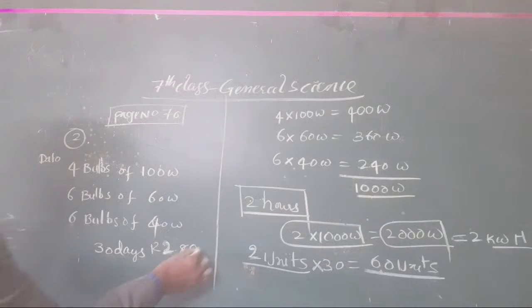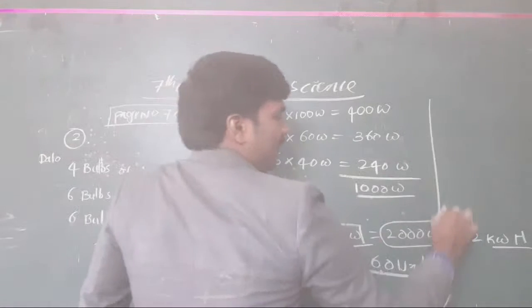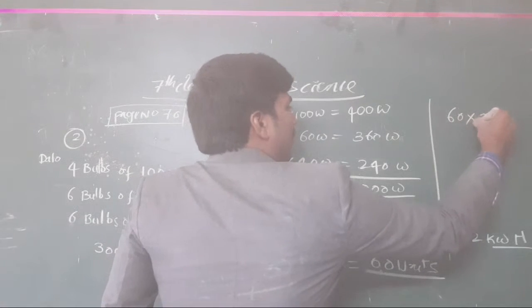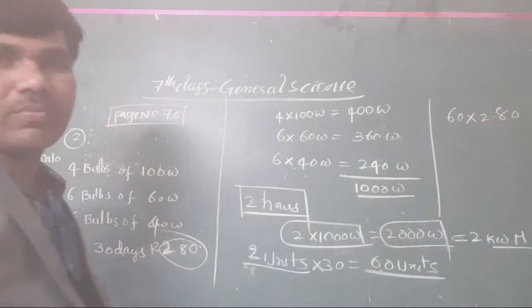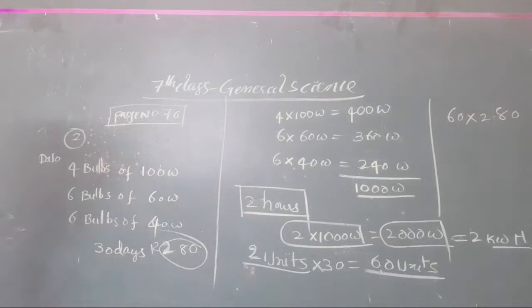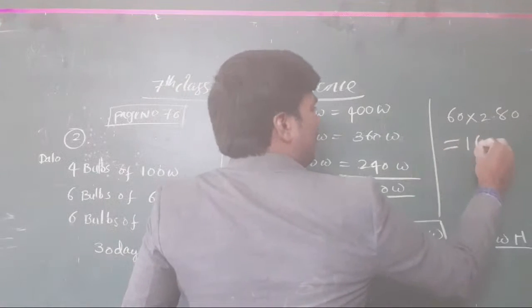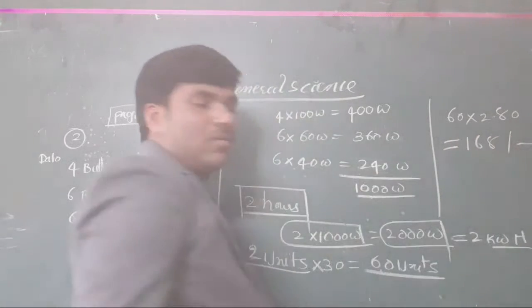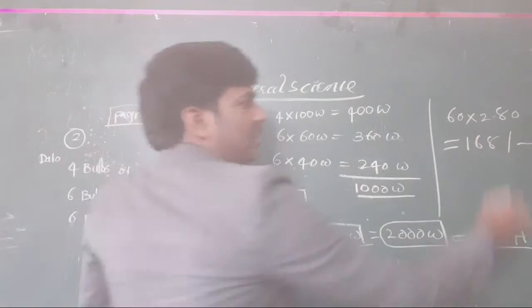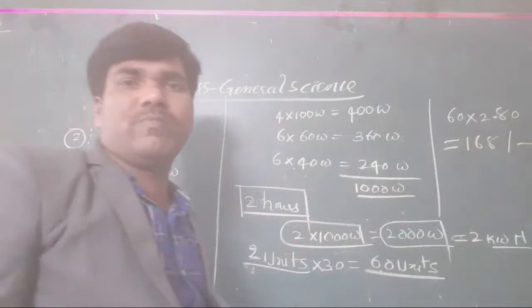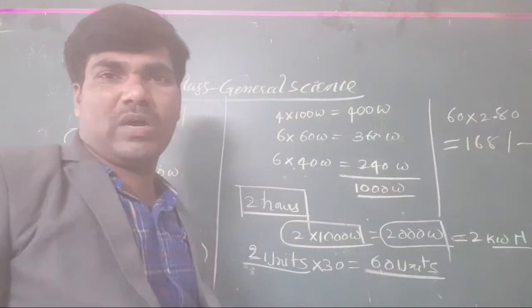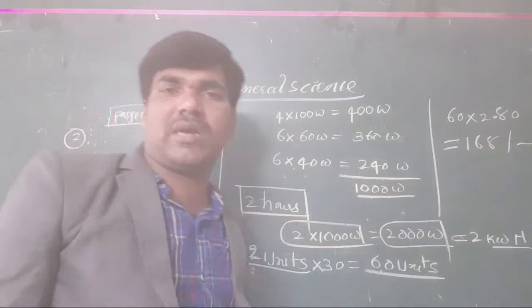For a unit, how much here? 2 rupees 80 paise. So now the current bill becomes what? 60 into 2.80. Okay, clear or not all the students? Now automatically the current bill becomes 168 rupees. For 60 units multiplied with 2 rupees 80 paise, it becomes 168 rupees. Like that only the current bill will come.